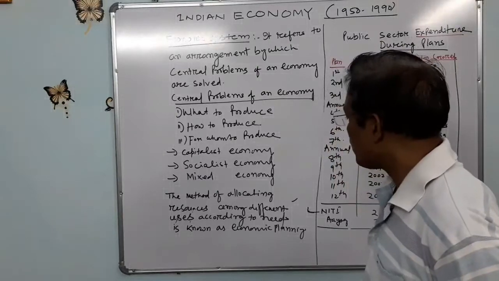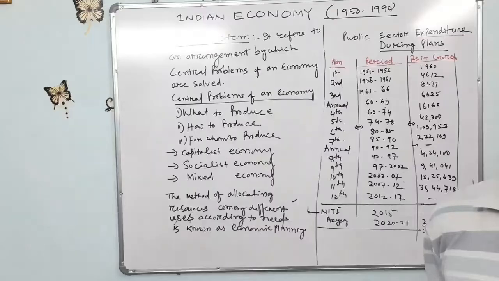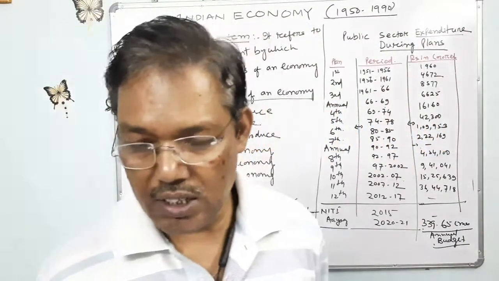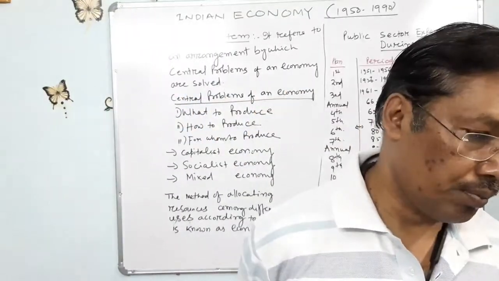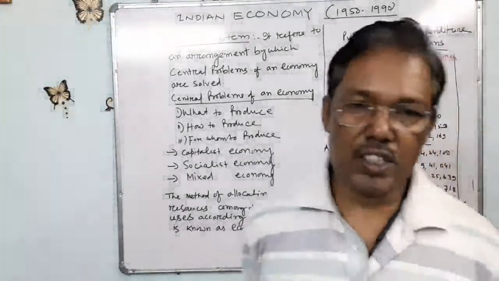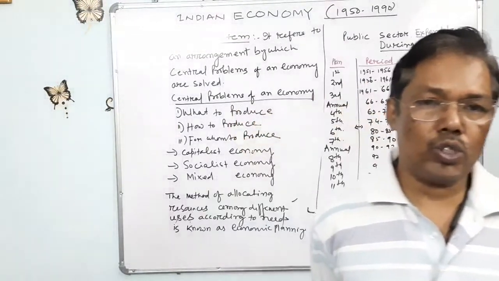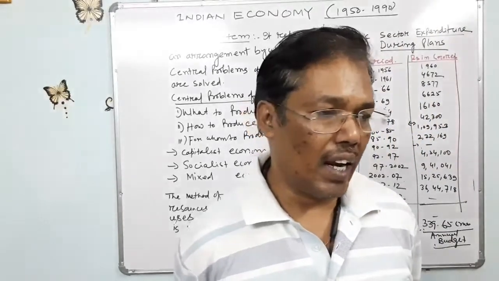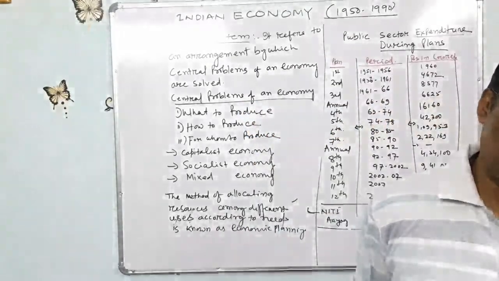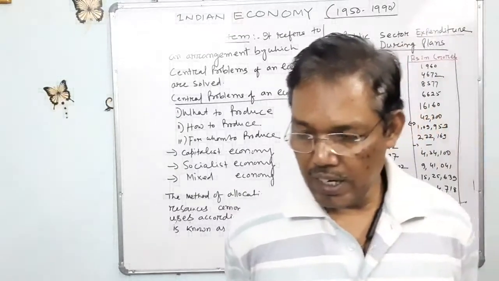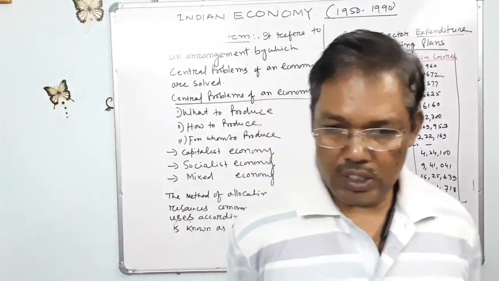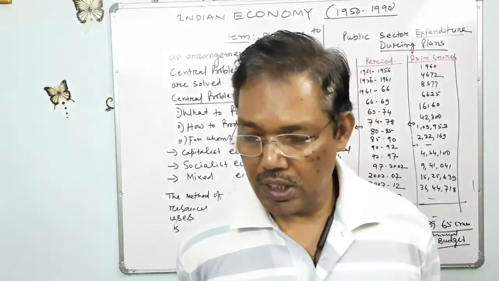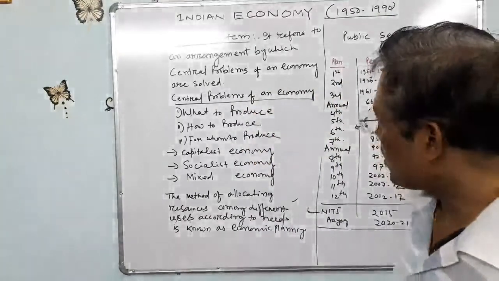How to produce? That I had already discussed. There are two methods, labor intensive methods and capital intensive methods. Labor intensive methods are those in which we use more labor and less capital to produce any kind of product. Similarly, capital intensive methods use more capital, that is more machines, and less labor.